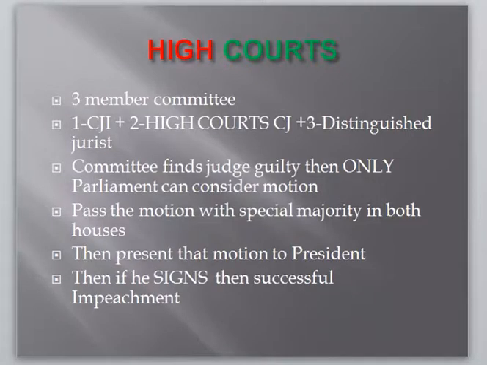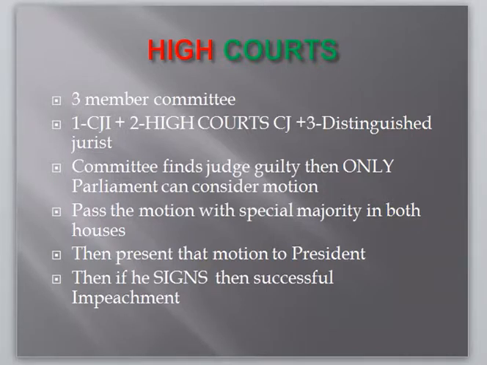The next point is that the parliament will appoint a 3-member committee. In that, the first will be the Chief Justice of India, the second will be a High Court Chief Justice, and the third will be a distinguished jurist. This committee will inquire into the judge's integrity and behavior as per the 1956 law that we discussed earlier, and then it will present its report to the president.